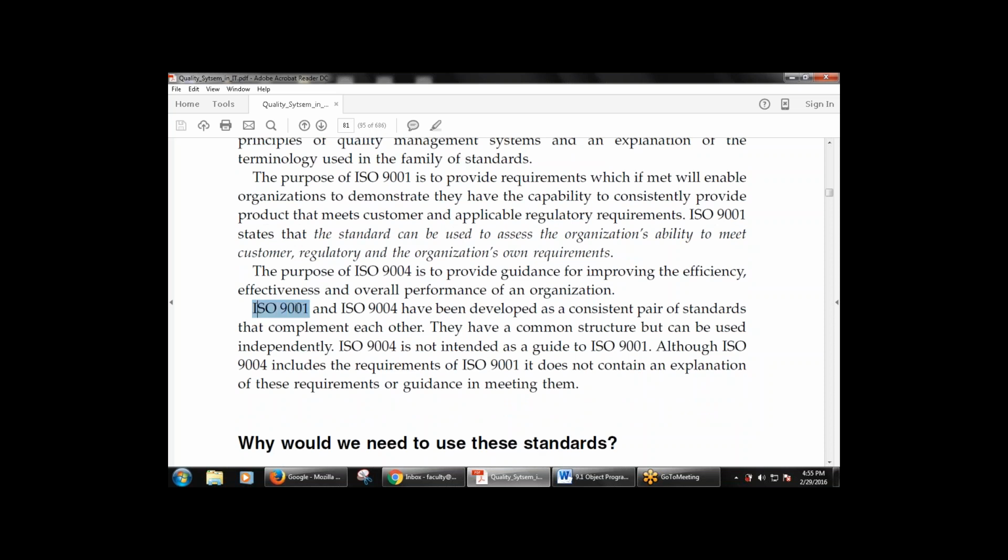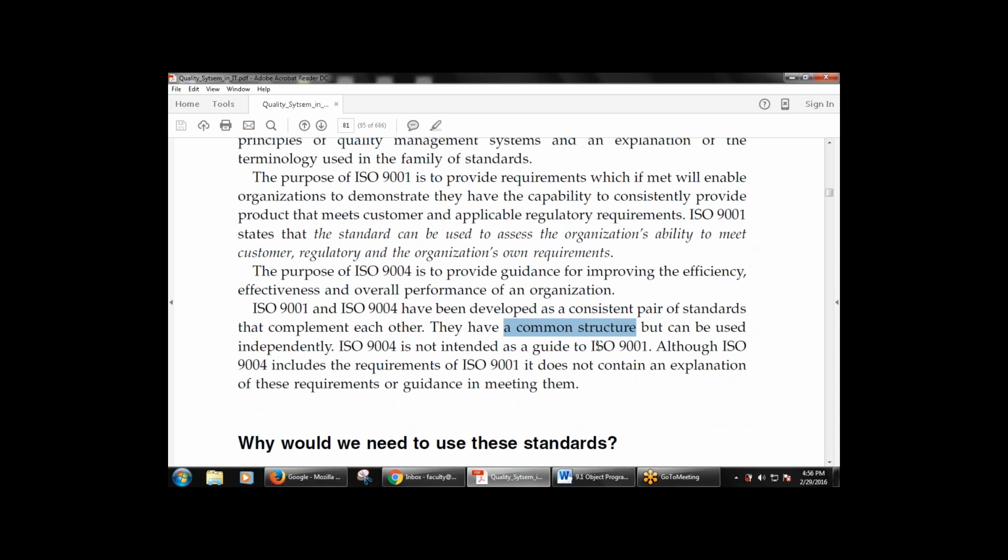ISO 9001 and 9004 have been developed as a consistent pair of standards that complement each other. They have a common structure but can be used independently, and ISO 9004 is not intended as a guide to the ISO 9001 standard.